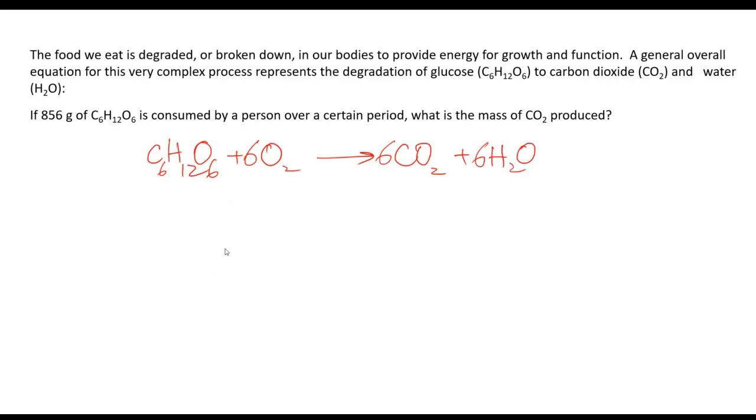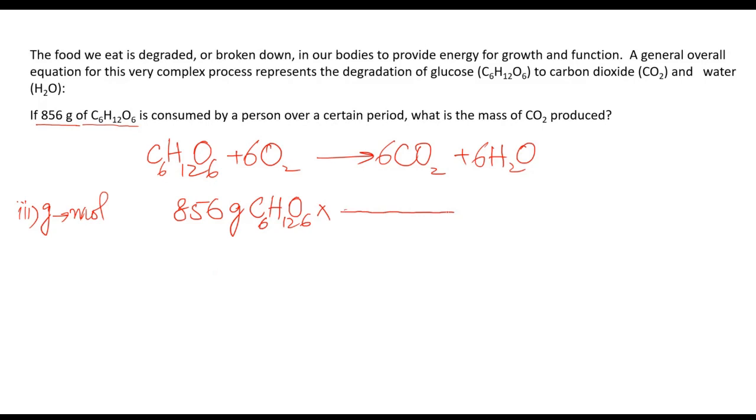Now, what is step number 3? Change gram to mole. So step number 3, I am writing it here: change gram to mole. Now 856 gram of glucose is given. So 856 gram of glucose, multiply, divide. What will you write down? Change gram to mole. Gram of glucose down and mole of glucose up.